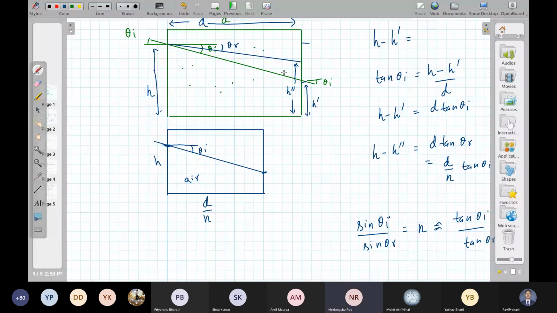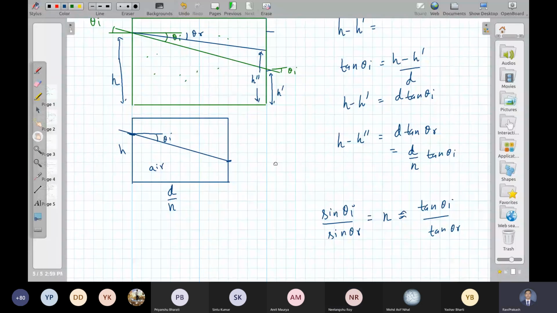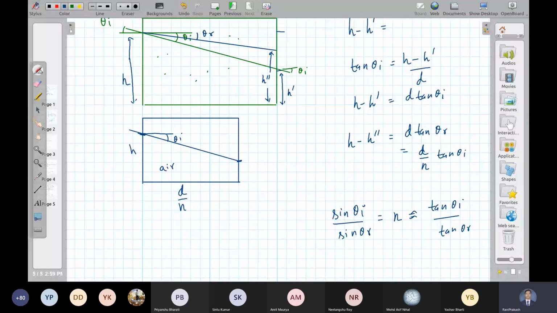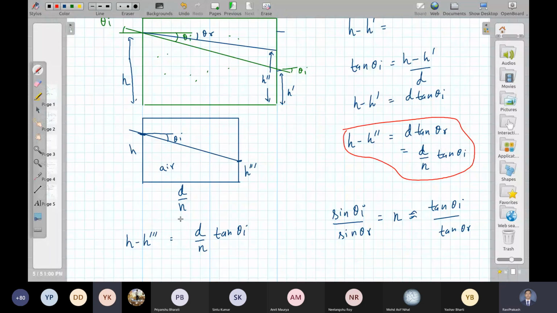No, sir, something different this time. D by n square into tan theta. You have all the numbers in front of you. Let us say it is h triple dash. Then what you will have? H minus h triple dash is equal to d upon n tan theta I. कहाँ देख रहे हैं ये नंबर आप इस पूरे सेट में? फर्स्ट वन. Right? Yes, sir.